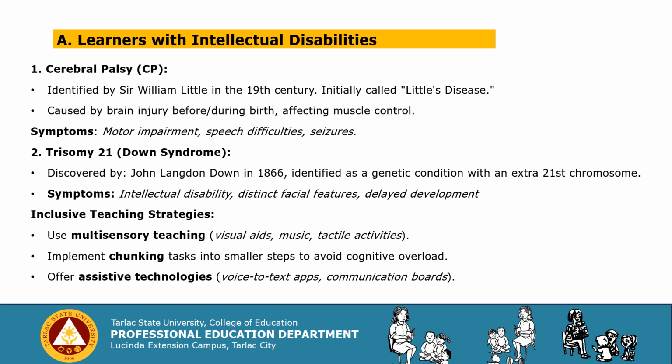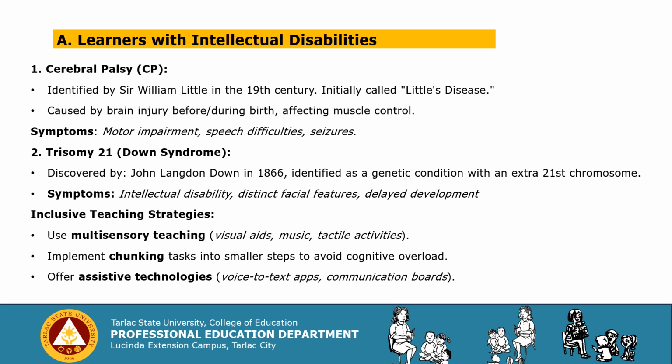Number two, trisomy 21 or Down syndrome. It was discovered by John Langdon Down in 1866 and later identified as a genetic condition caused by the presence of an extra 21st chromosome. Symptoms include intellectual disability, distinct facial features such as a flat facial profile and almond-shaped eyes, and delayed physical and cognitive development. Early intervention and support can improve outcomes for individuals with Down syndrome.